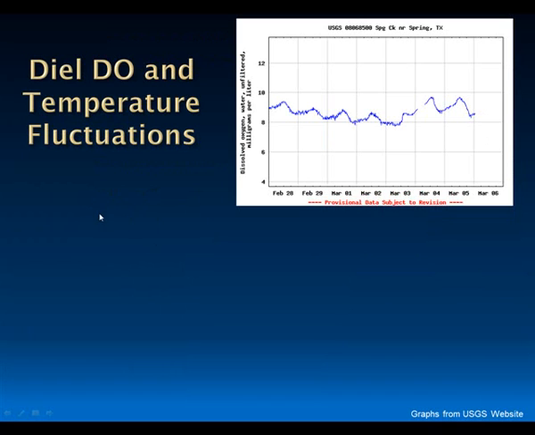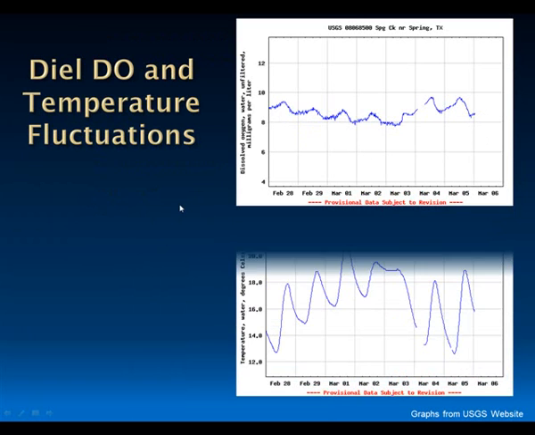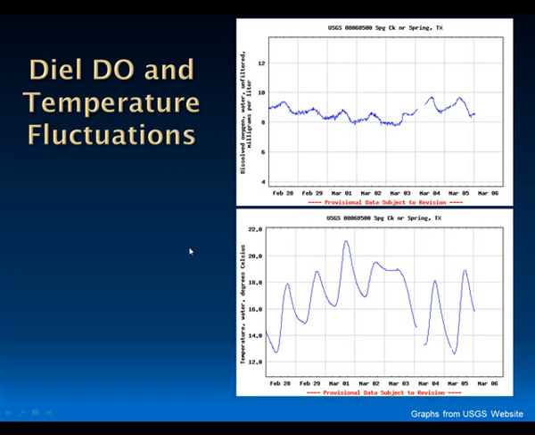So here is some data for dissolved oxygen for a creek in Texas, and we see definitely a diel fluctuation here. These are over the course of days, and if we plot temperature over the same period in that stream, then we can see that the lows and the highs occur together.